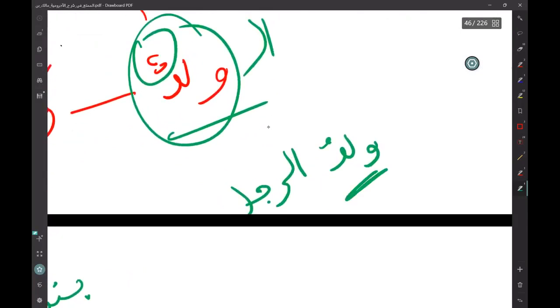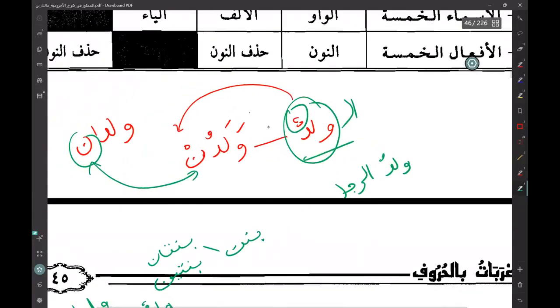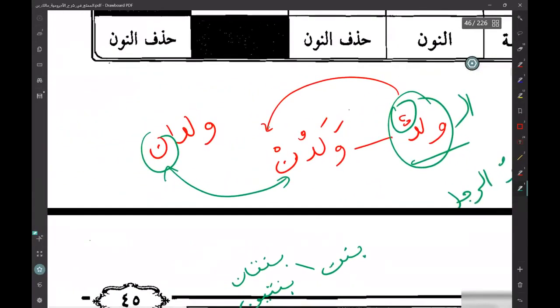Here, this is not mabni because waladu is not mabni, because you can say ila, then what happens? Do you say waladu? No, you say ila waladir rajul. See, so it is not mabni, it is actually mu'rab. But what happens is that when it's in the idafa, it loses the tanween.